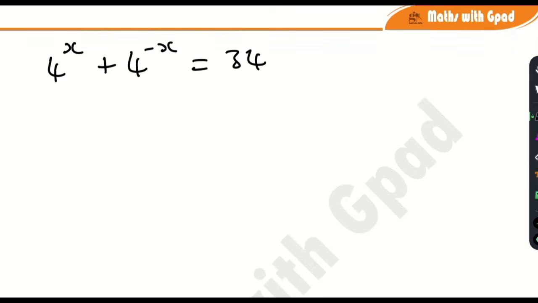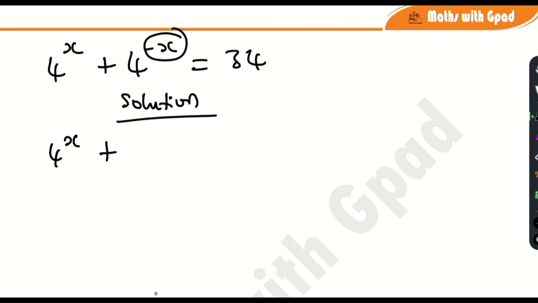In this video, we're going to solve this quadratic equation, which is 4 raised to the power x plus 4 raised to the power of negative x is equal to 34. Now, let me start off by writing this like this. 4 raised to the power x plus, this has a negative index.